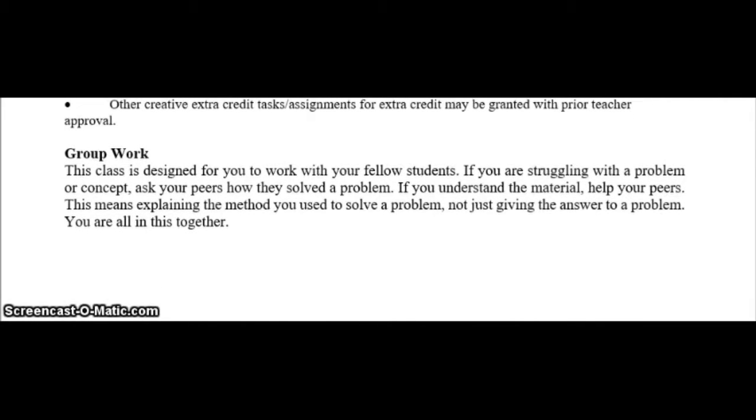Group work. This class is designed for you to work with your fellow students. If you are struggling with a problem or concept, ask your peers how they solved the problem. If you understand the material, help your peers. This means explaining the method you use to solve a problem, not just giving them the answer to a problem. You are all in this together.